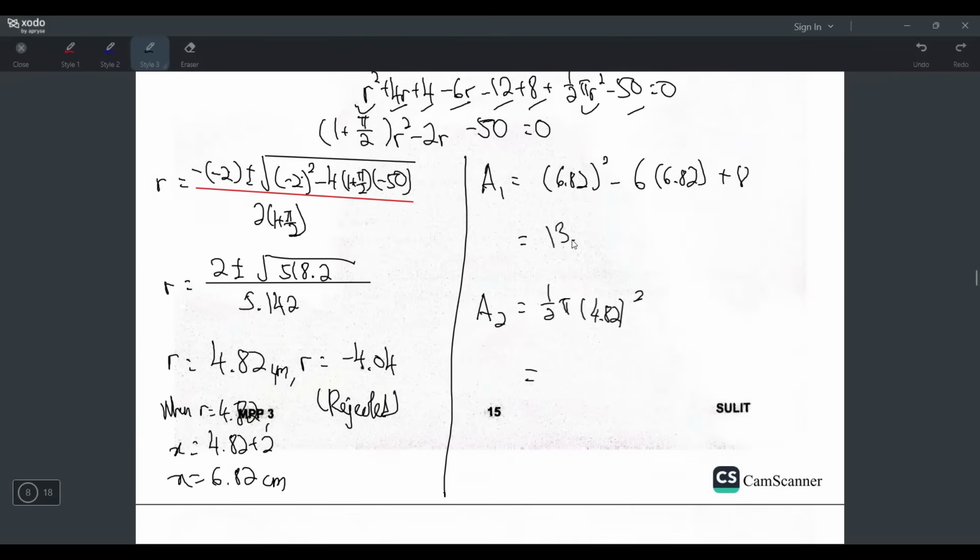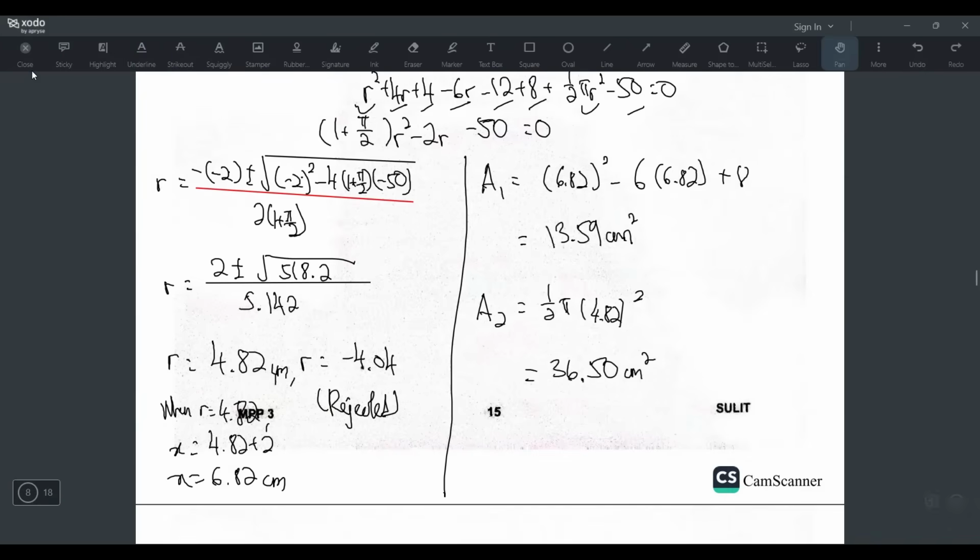But they already said give your answer in two decimal places. So let's just follow the instruction and press equal, two decimal places. And then this one, 0.5 times, the pi I will use 3.142 also, and then times 4.82 squared. So I get 36.49 and so on. But I write two decimal places, so it's 36.498. So you have to round off. So it becomes 36.50 cm squared. That's my answer.